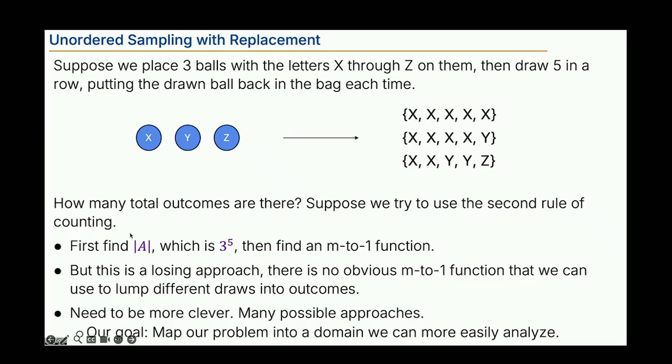So ideally, if we just wanted to use the second rule of counting, we would find the number of outcomes taking into account order, and then we'd find an m-to-1 function. But there is no obvious m-to-1 function that we can use to lump outcomes, so we need to be a little more clever. There are a lot of different approaches, but our main goal, and this is maybe the most important thought of the day, is that we want to map our problem into some other domain we can more easily analyze, right?